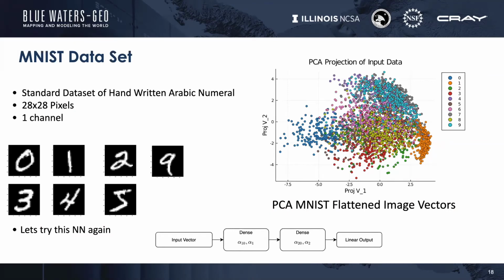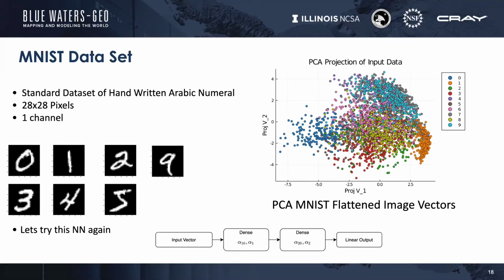Up until now, I've been using my little toy 7-segment example. It's kind of neat. It has a natural explanation, high dimensional vector spaces, and that's great. However, the CAII is using machine learning for computer vision, so for images. So we're going to look at the MNIST data set. The MNIST data set is a standard data set of handwritten Arabic numerals. They are 28 by 28 pixels, and they are a single channel, so they're grayscale.